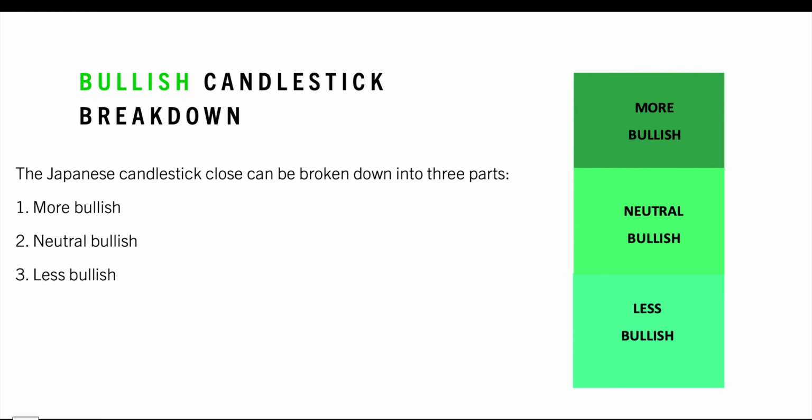The bullish candlestick can be broken down into three sections. You have more bullish, neutral bullish, and less bullish. And you may be wondering, why is this so? Don't forget that in a bullish move, the chart goes from the bottom left to the top right. So there's more buying power at the top and less buying power at the bottom. And if it's in the middle, it's neutral.